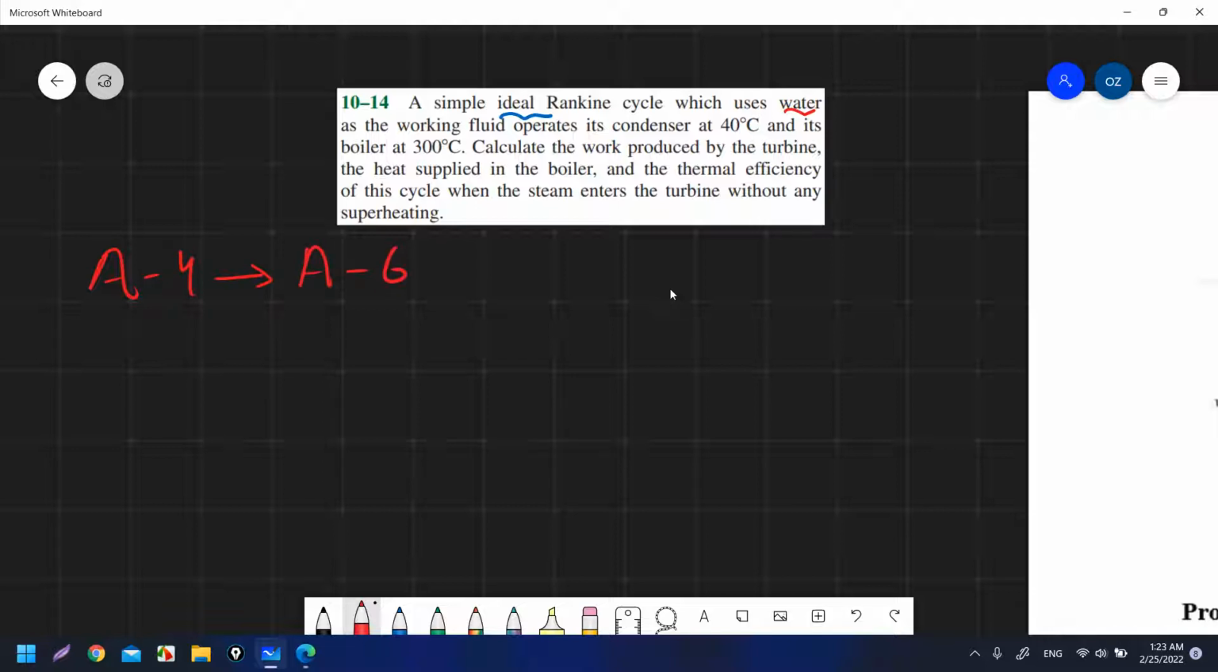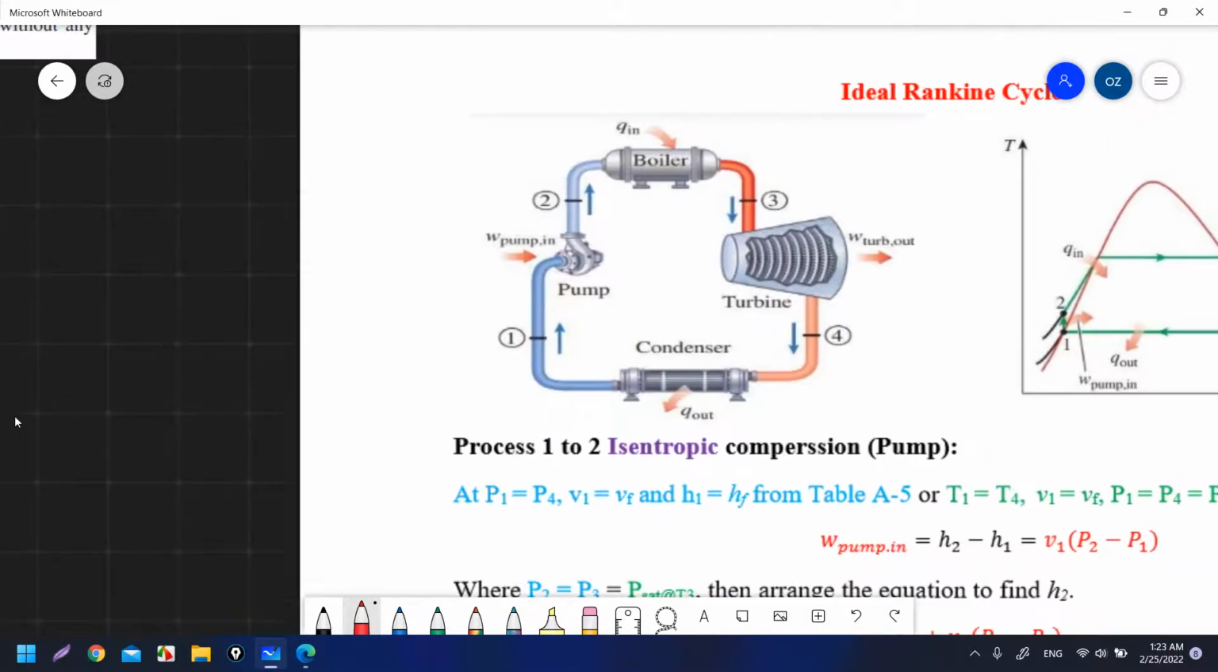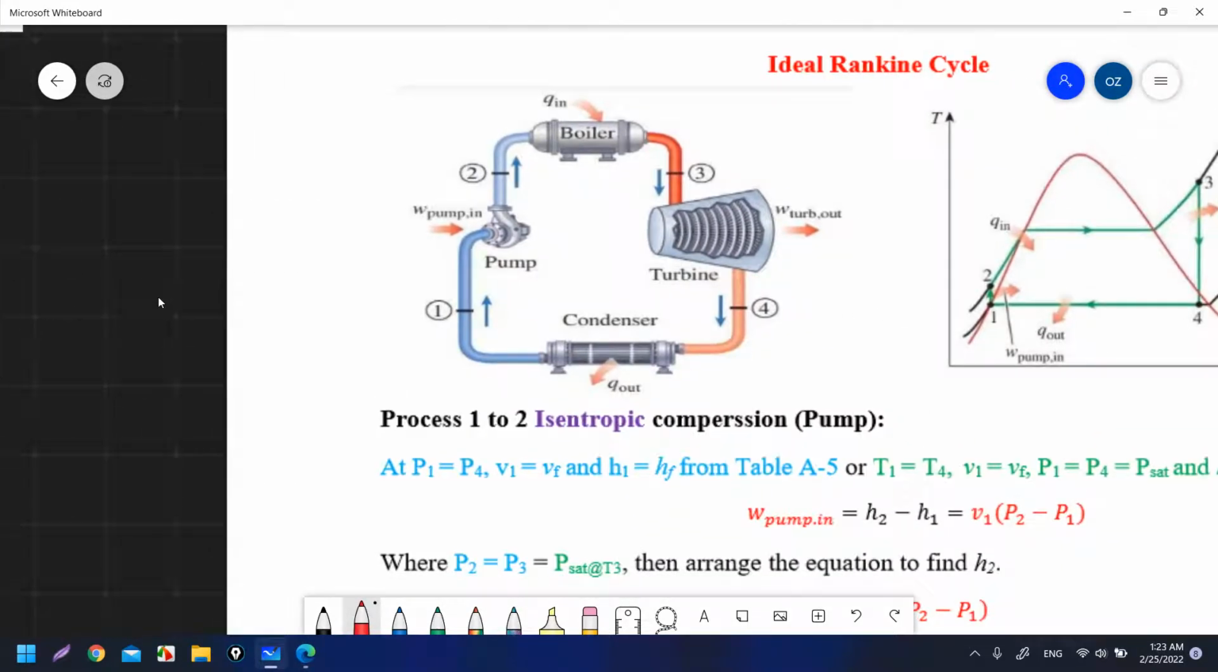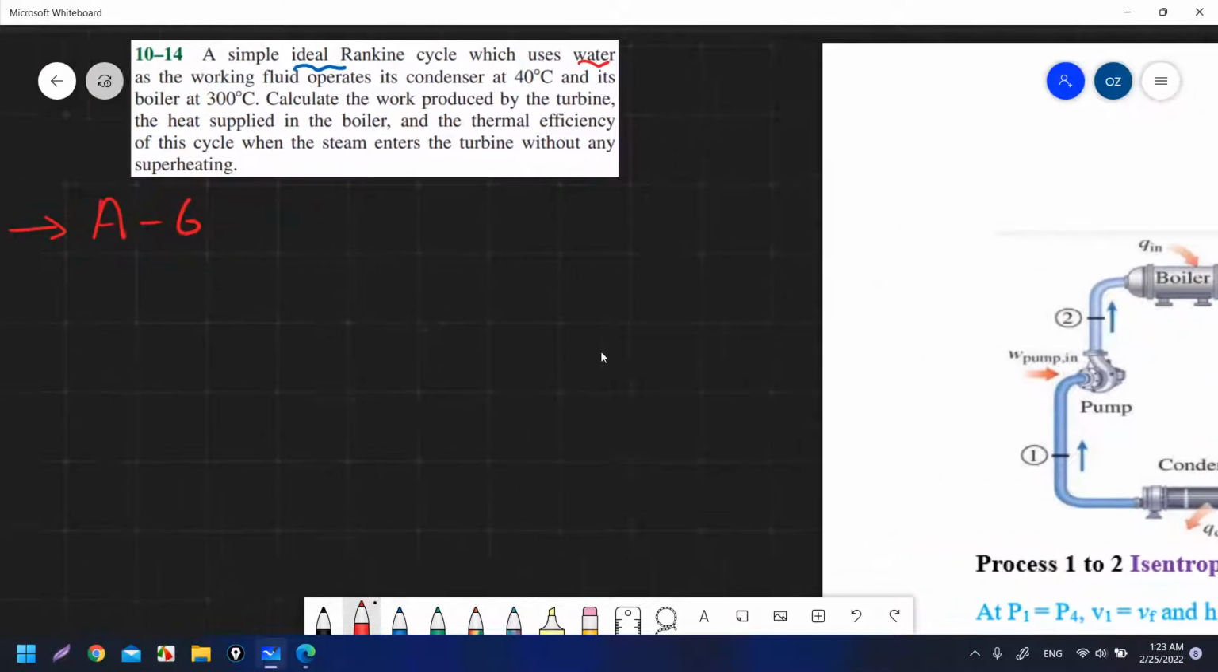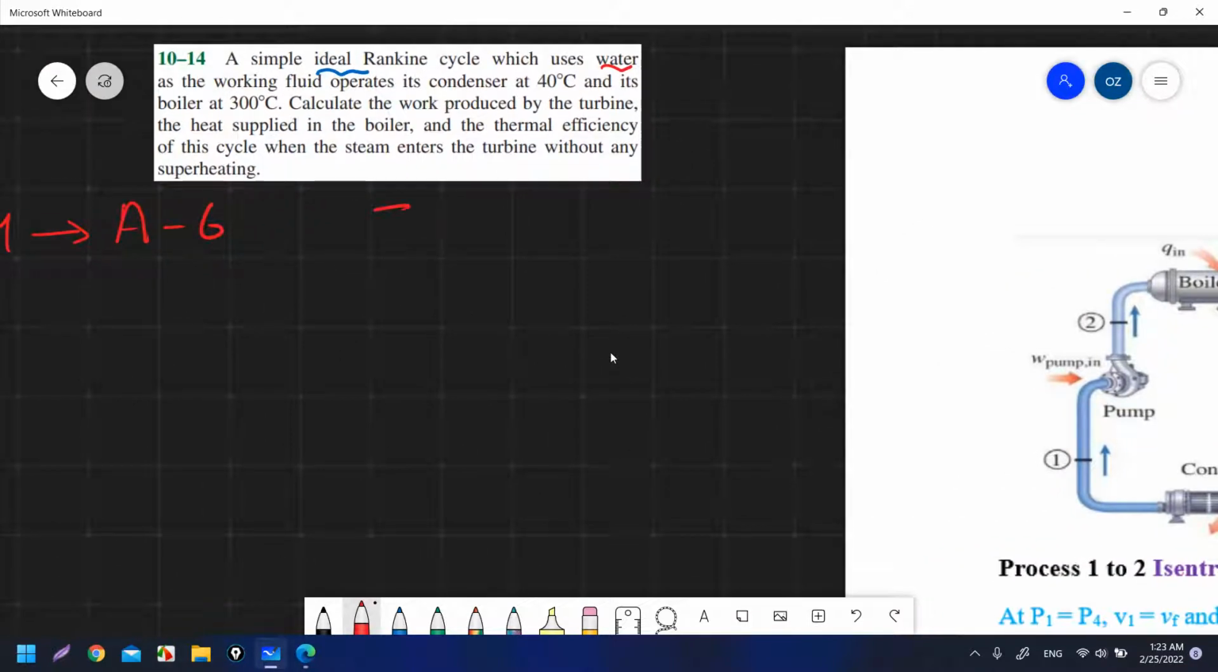It operates its condenser at 40 degrees Celsius. So its condenser means states from 4 to 1. Okay, so T4, which is equal to T1, which is also equal to T sat, because I cannot see anything in the question about subcooling. So it is equal to T sat, equal to 40 degrees Celsius.